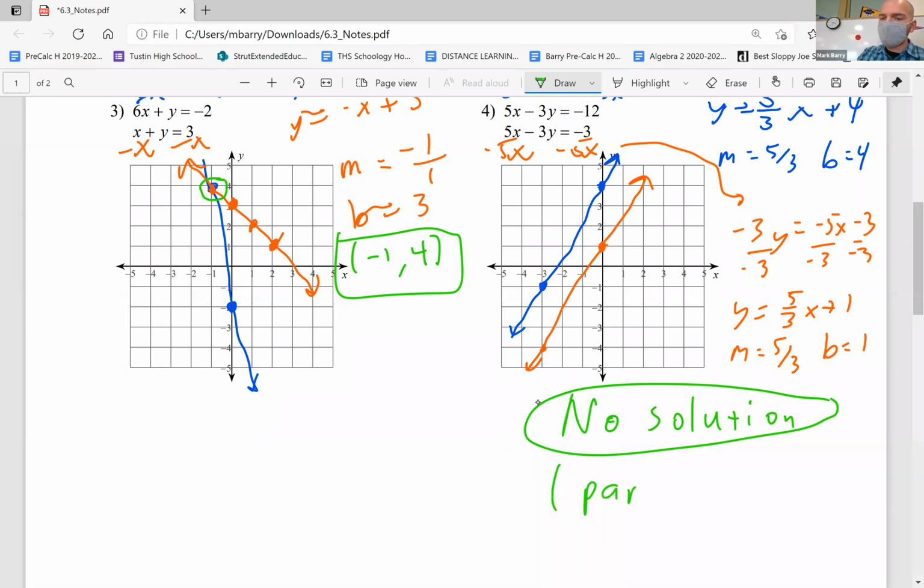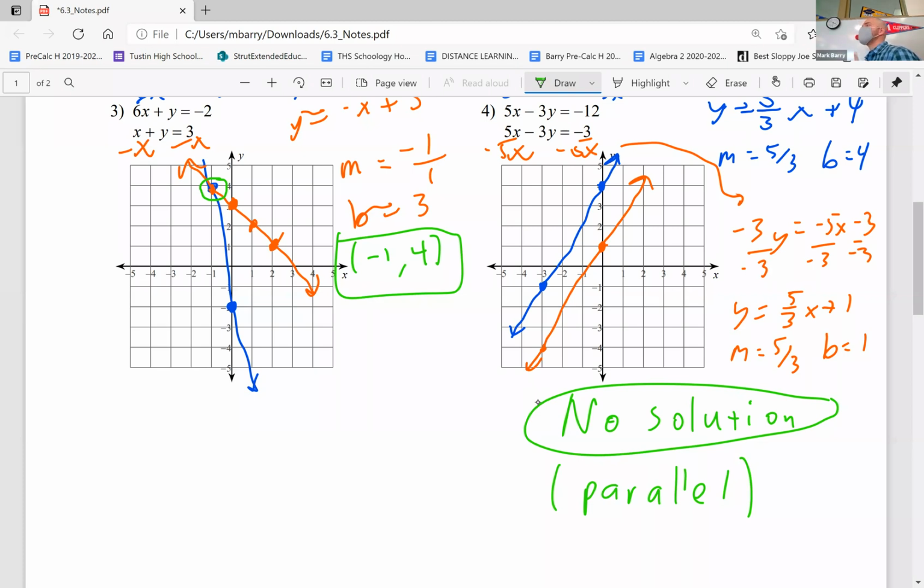If you want to write on here that these lines are parallel, that's probably a good thing for you to know. But ultimately, the answer here is no solution. These lines are parallel, okay? They're never going to intersect. So why were they parallel? Why was there no solution here?